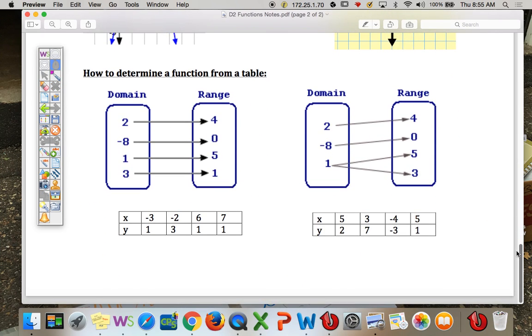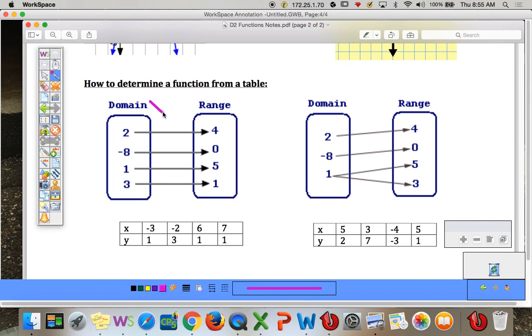Now, how about in a table? How can you tell something's a function in a table? Well, take a look at the domain, or the x values. Does every x value only have one y value? So this first one is a function. The y value is the range. Because every x value only has one answer. The second one is not a function because the number 1 has two answers. So it's not a function.